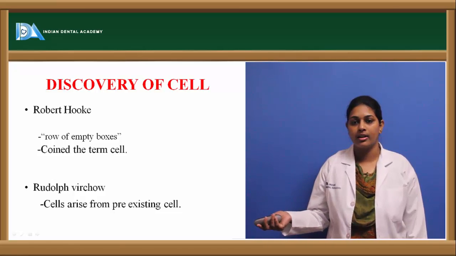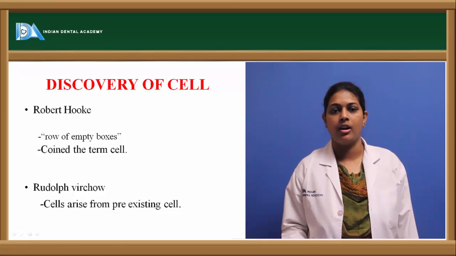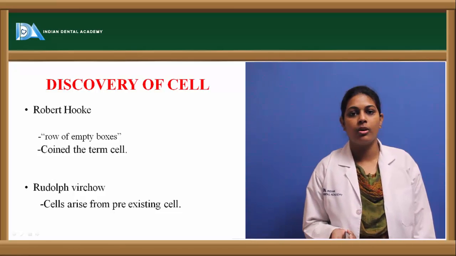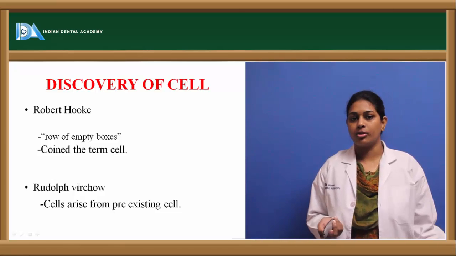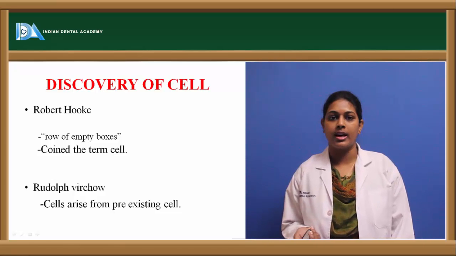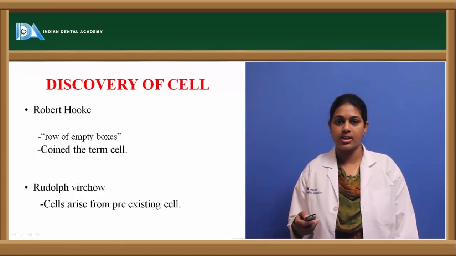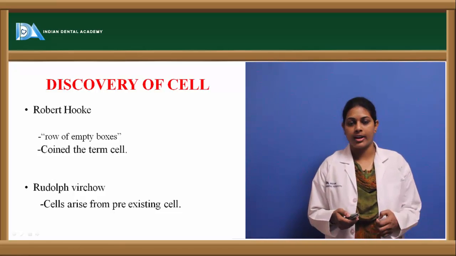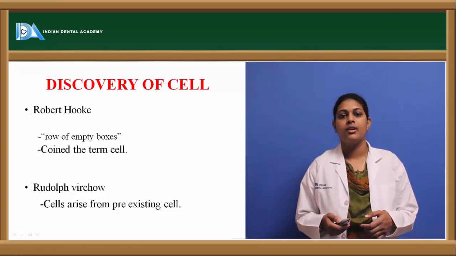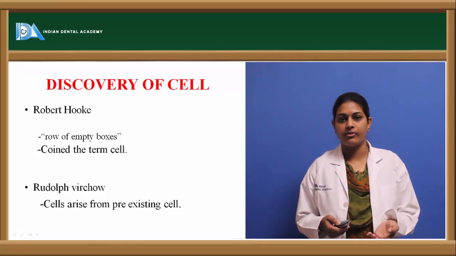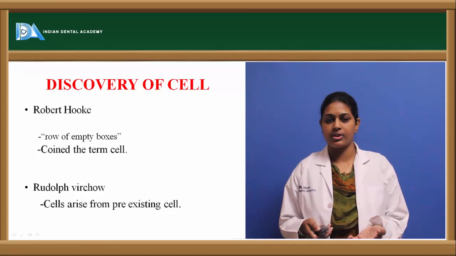Later, many theories were proposed about what a cell actually is. Based on that, Rudolf Virchow, along with his colleagues and many other scientists, came to the conclusion that cells arise from pre-existing cells. That is, a cell which is already present helps in causing the division of cells and gives rise to new cells.